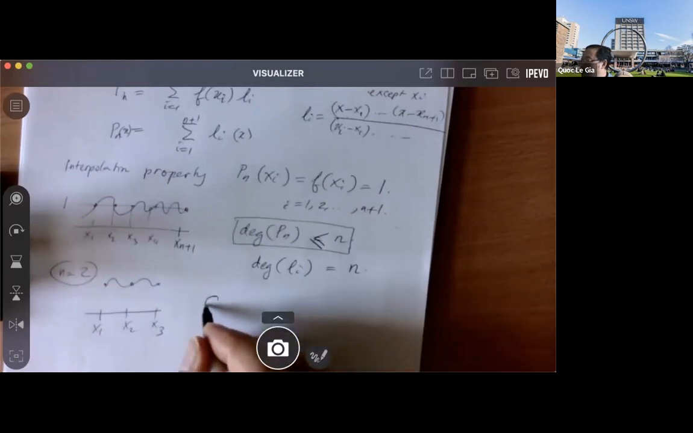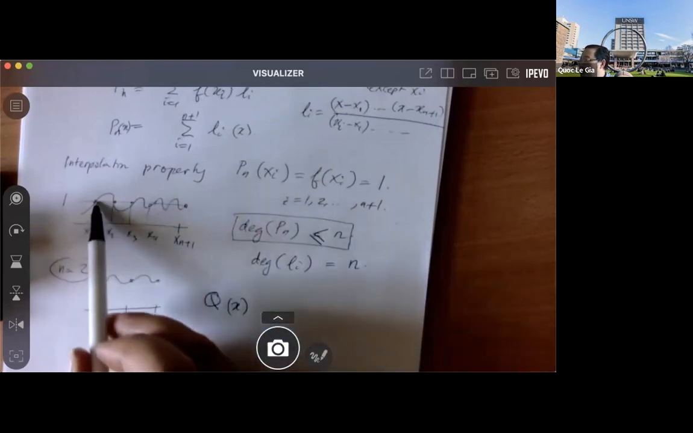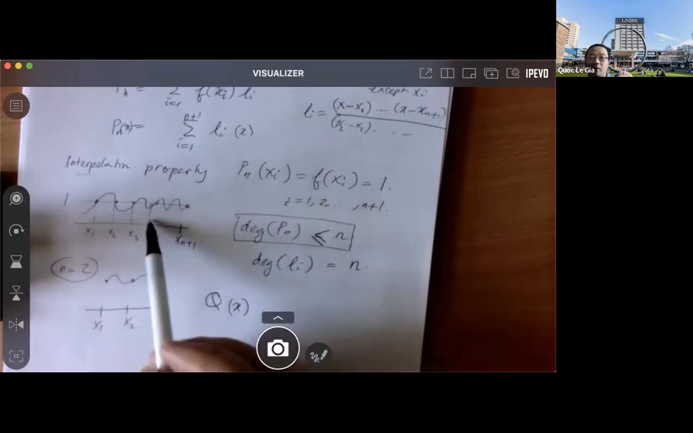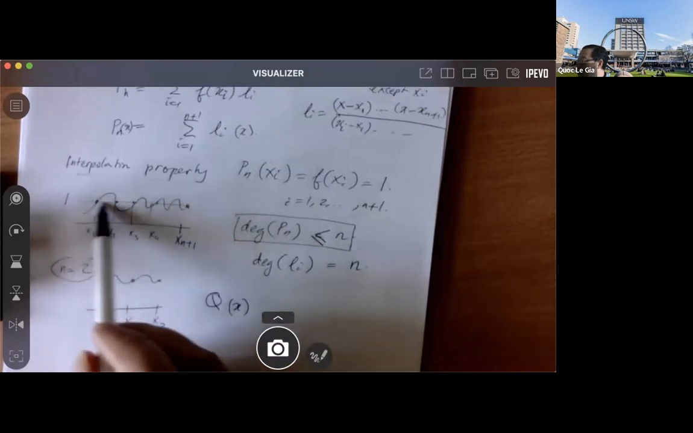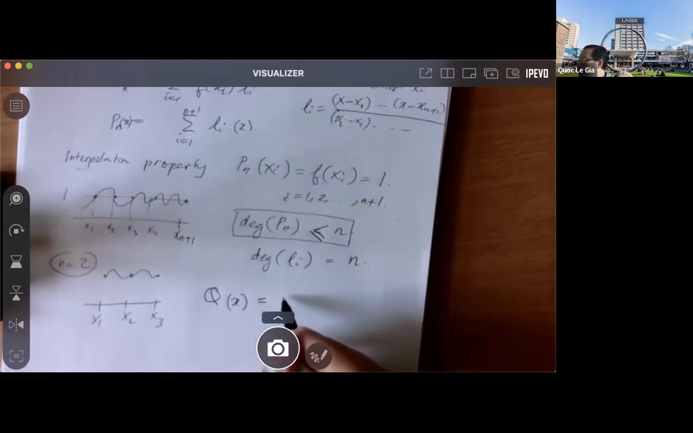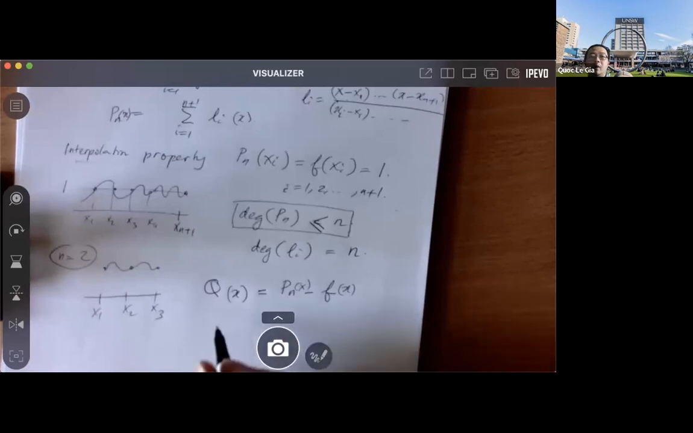Now suppose I take Q. You see the point here is that you have to prove it. From the interpolation property, you just have it equal 1 at the interpolation points. But now you want to prove that it equals 1 everywhere, so you have to do a bit more. Let me define Q to be Pn of x minus f of x. Actually f is just 1, so Q of x is Pn of x minus 1.